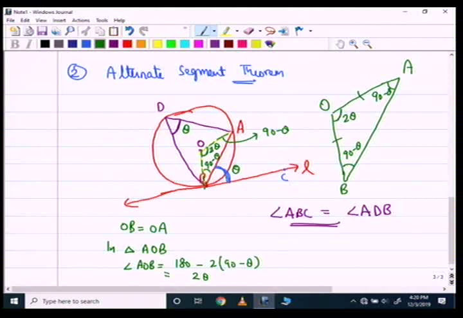So if this central angle is 2 theta, then the angle ADB would be theta by that theorem, the inscribed angle theorem. It means the angle subtended at the center is double the angle subtended in the remaining part of the circle. So now let us start with the question and see how we can use this theorem in drawing the tangent to a circle.